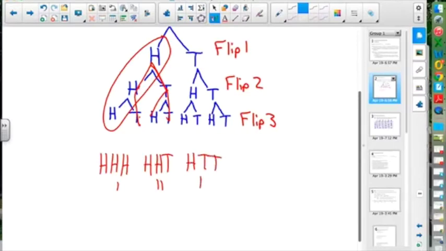Okay? Then if we go down this branch, tail, head, head. 1 tails, 2 heads. There's another way of doing that. Okay? Or tail, head, tail. 2 tails and a head. There's another way of doing it. Okay? Tail, tail, head. We have another way of doing that. Or all 3 tails.